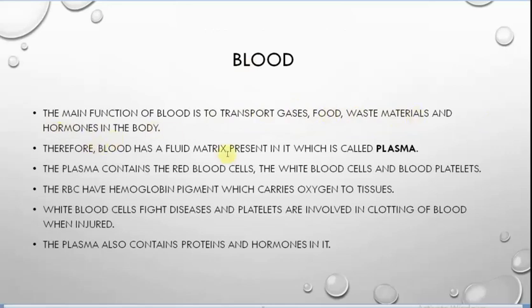Second, blood has a fluid matrix present in it, which is called plasma. What is the fluid content of our blood called? The fluid content of our blood is called plasma.